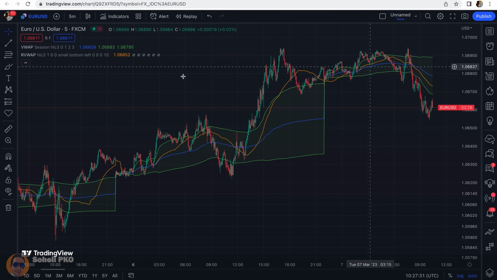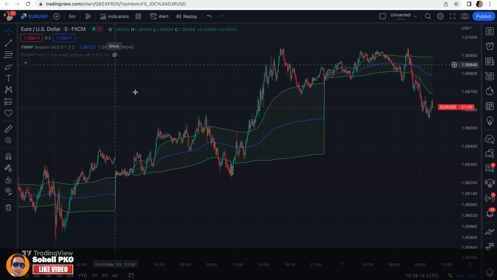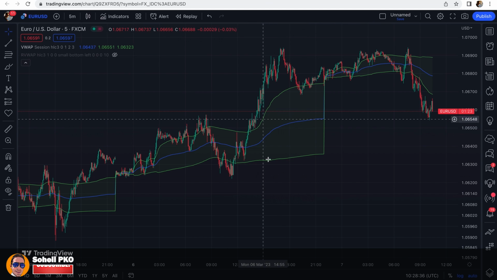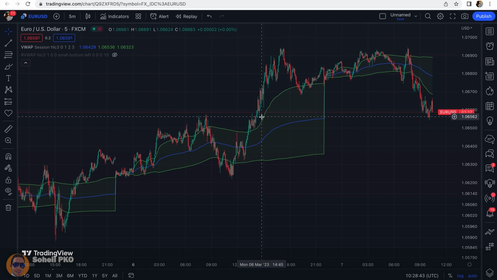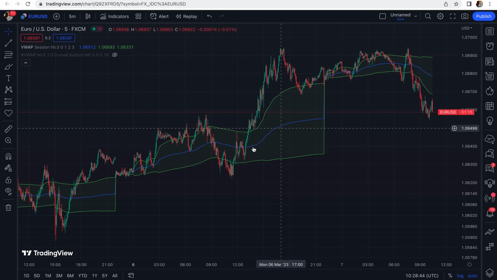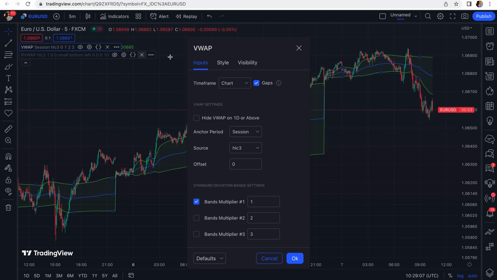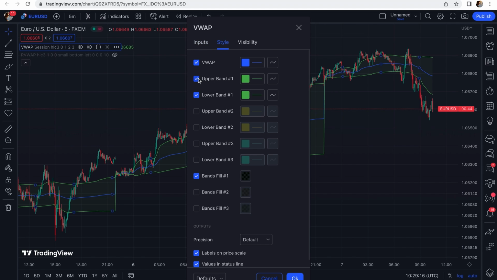Alright, first let me turn off the new VWAP and explain shortly the original version of VWAP, and then I'll explore the new version and its advantages. This blue line is the VWAP line, and these two green lines are one standard deviation above and below the VWAP line by default. Let me turn off these bands because we only need the VWAP line in this video, so we can focus on it.